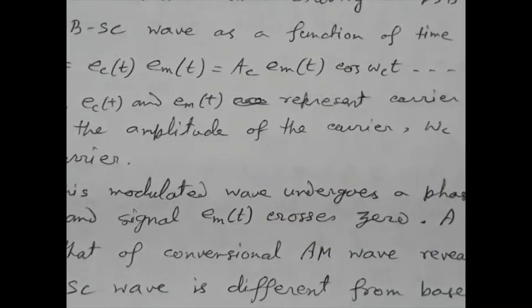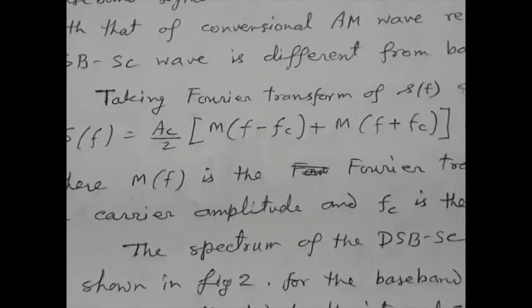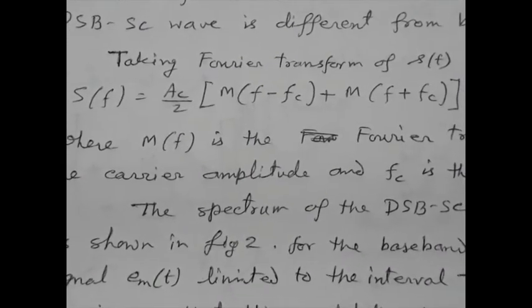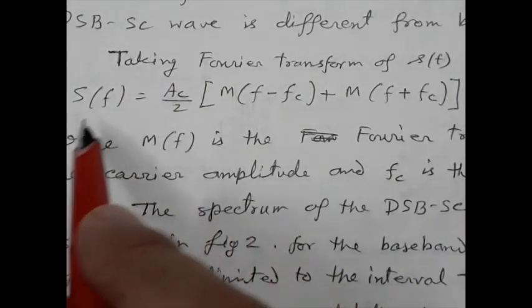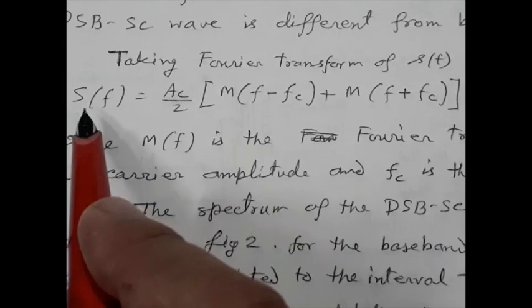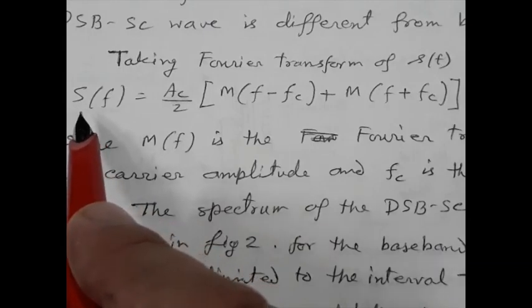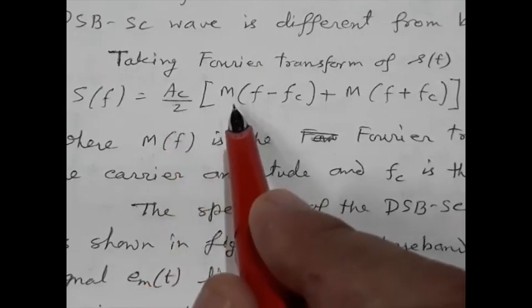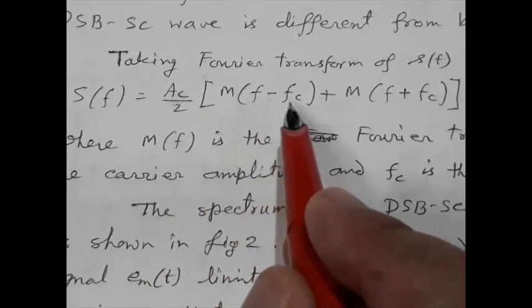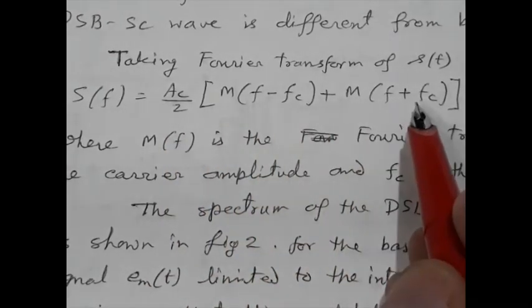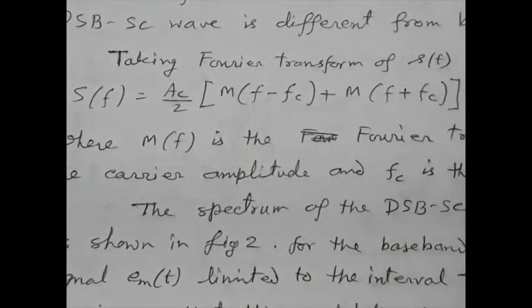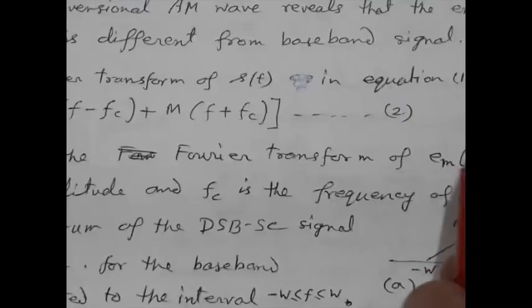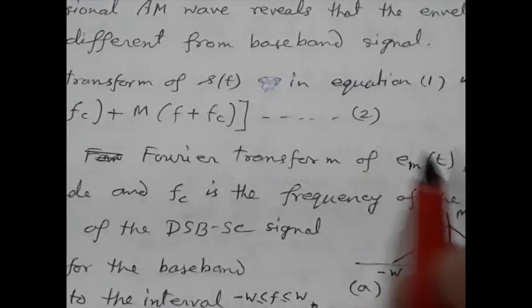Now if we take the Fourier transform of this expression, then the corresponding spectrum will be like this. The transform will be S(f) = (A_c/2)[M(f − f_c) + M(f + f_c)], where M(f) is the Fourier transform of e_m(t).